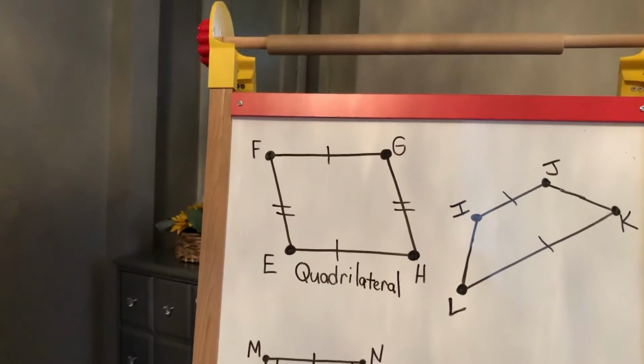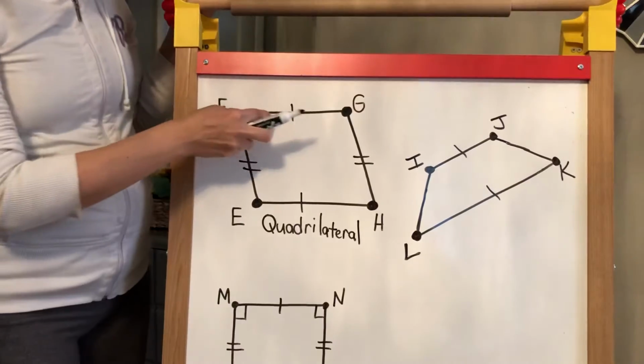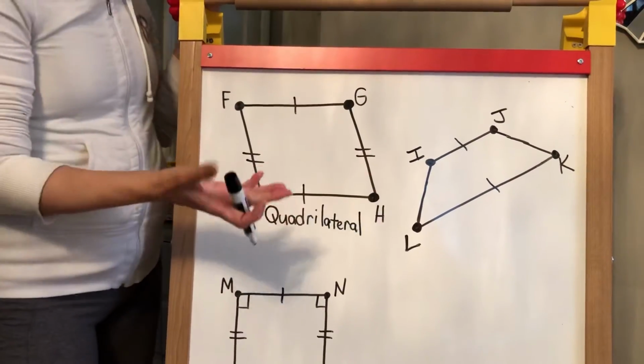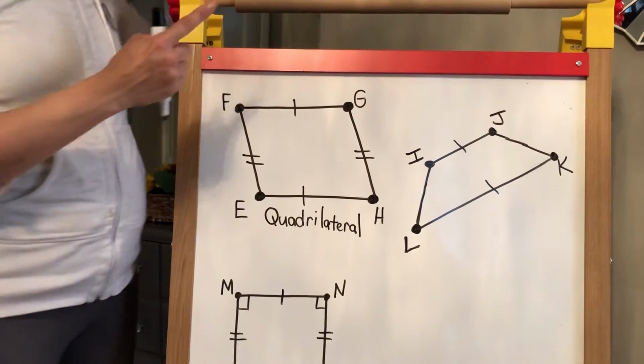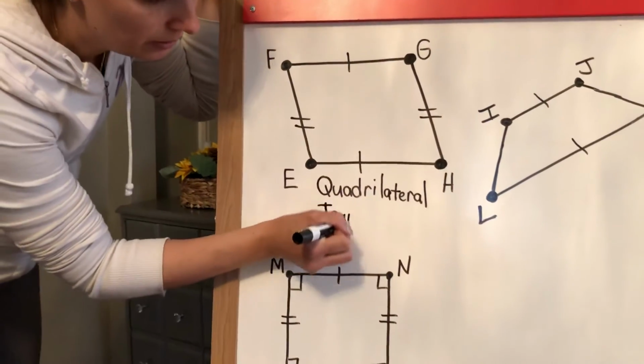Okay. Does it have at least 1 pair of parallel sides? Yes, this has this one and this one. They're parallel. It has 2 parallel sides. So as long as it has 1 pair of parallel sides, we know it is a trapezoid. So this is also a trapezoid.